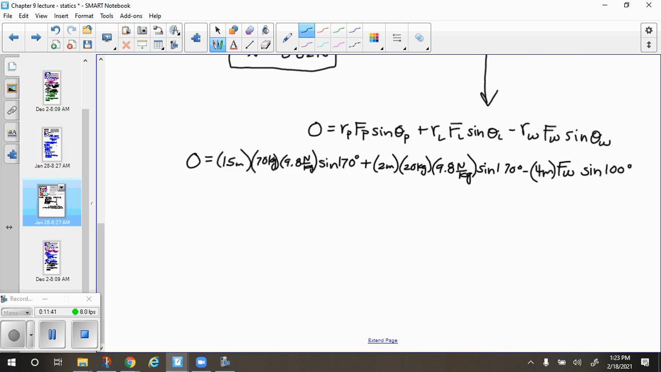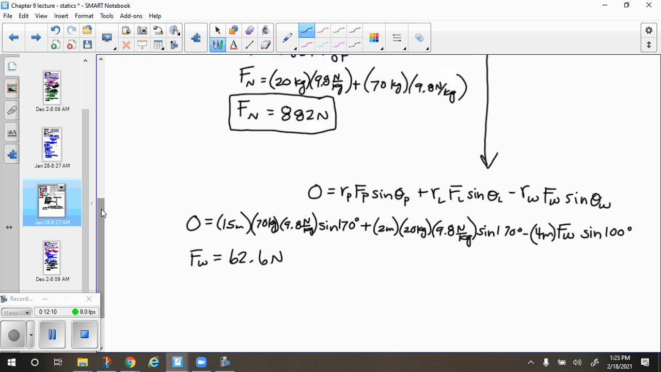Okay, so now we need to do some solving of this. I'm not going to show that algebra. Basically, you combine this, you add this over, and then you divide by 4 times sine of 100. And you should get that the force of the wall is 62.6 newtons.